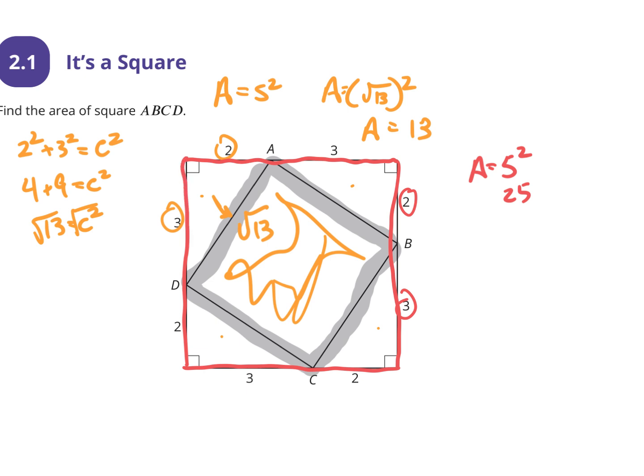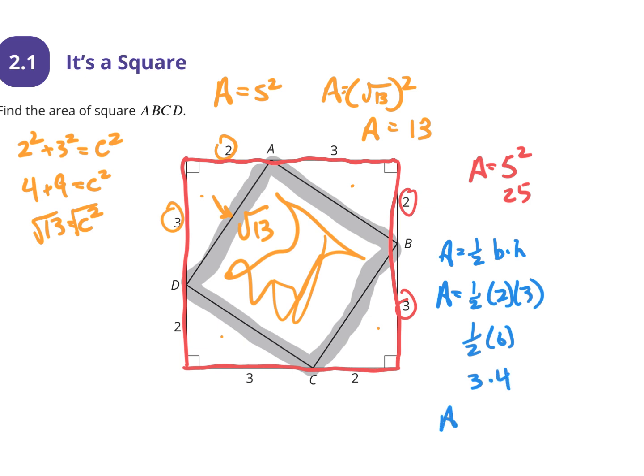And the area of a triangle is 1/2 base times the height, which gives us A equals 1/2 times 2 times 3, which is 1/2 of 6, which is 3. And since there are 4 triangles, if you multiply it by 4, you get the area of the space: 3 plus 3 plus 3 plus 3. And if you take 25, the area of the big square, subtract out the area of all 4 triangles.